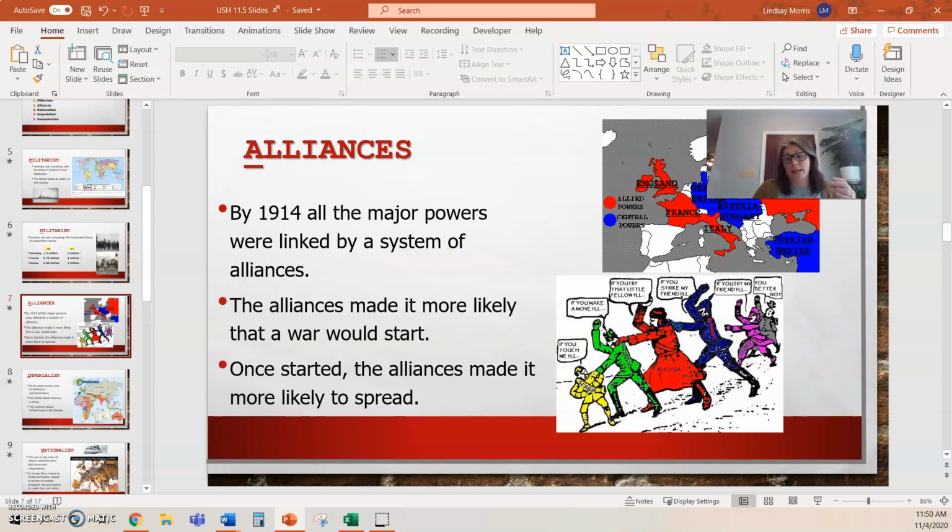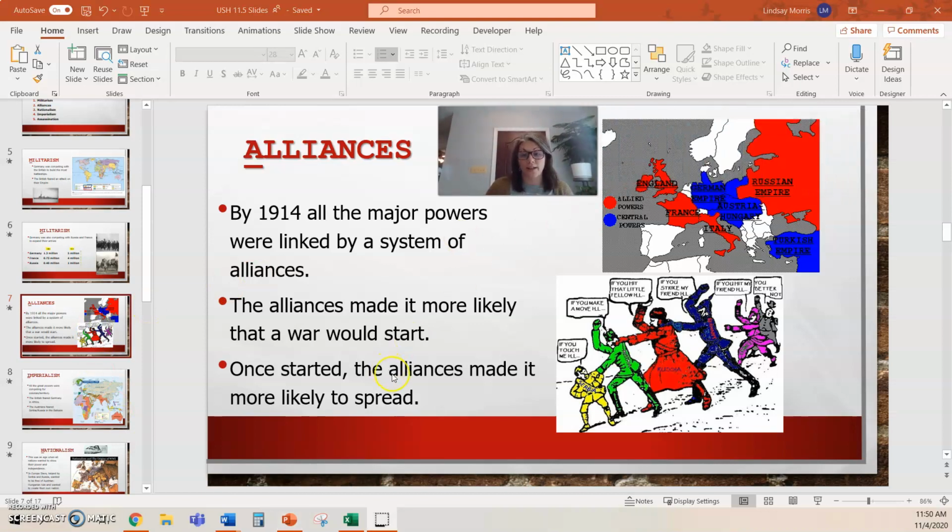The second one is alliances. An alliance is somebody that you're friends with, but if you're a nation, an alliance means that if they go to war, then you also go to war. So sometimes it can drag nations into war that wouldn't necessarily have gotten there in the first place. And you can see by 1914, in this little map here, all the major powers of Europe were linked by this system of alliances. The ones that are in red are Allied powers.